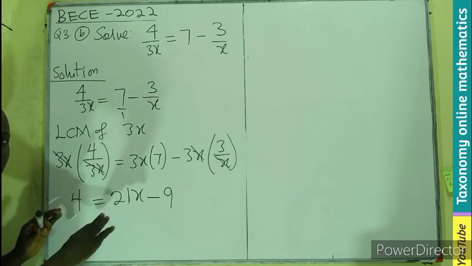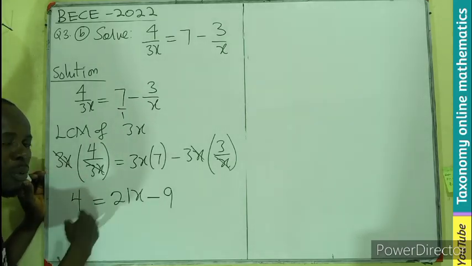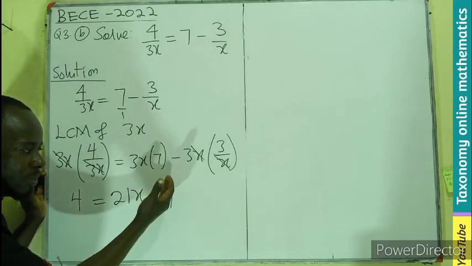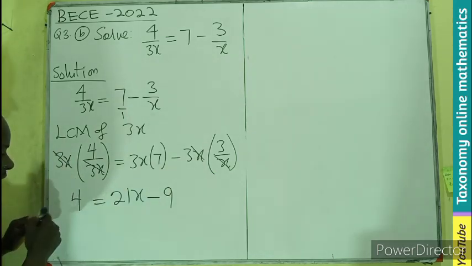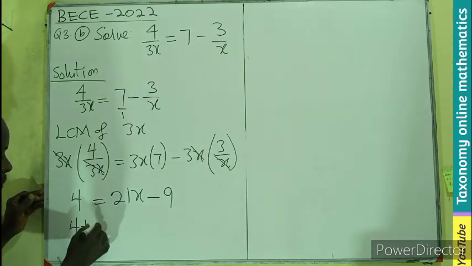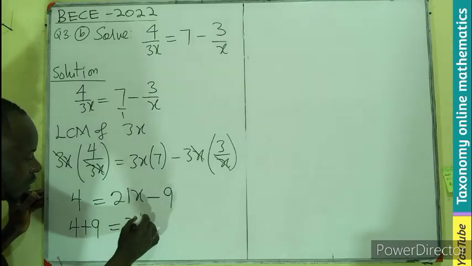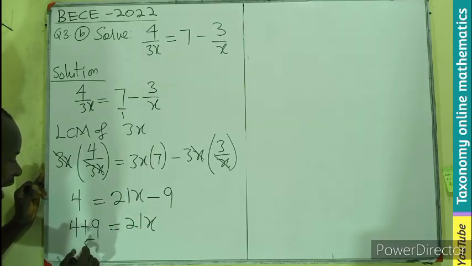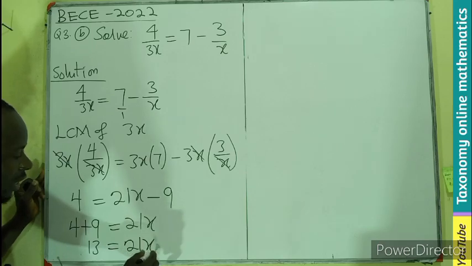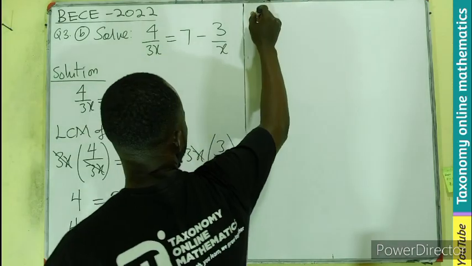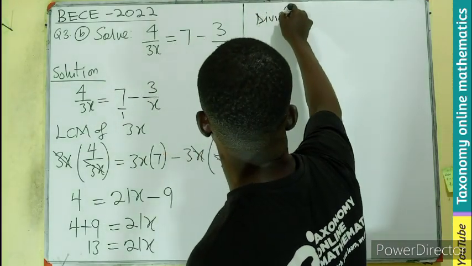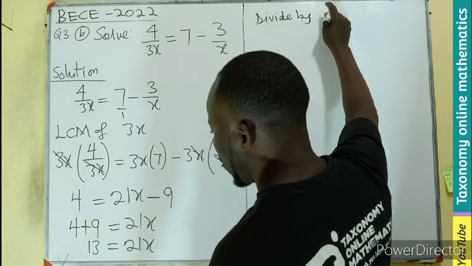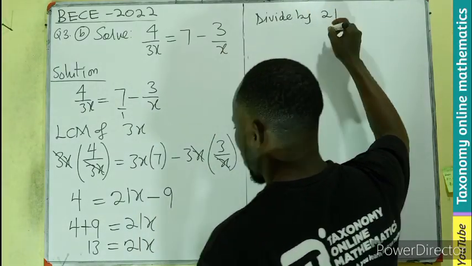A linear equation without fraction, right? Constants at both sides. So we transfer the 9, which will be negative, to become positive here, as in 4 plus 9 equals 21x. I believe you know this will give us 13. This is 13 equals 21x. But we are looking for the x, so we divide by the coefficient of the x, which is 21.